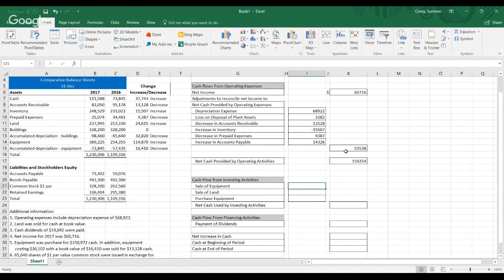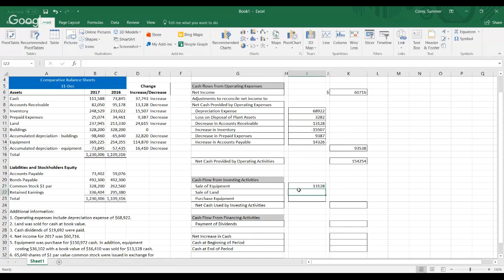Now we need to go to our investing activities. And we have the sale of equipment. If you look at number 5 over here, it says that equipment was sold for $13,128. So that's what our sale of equipment is going to be, $13,128.